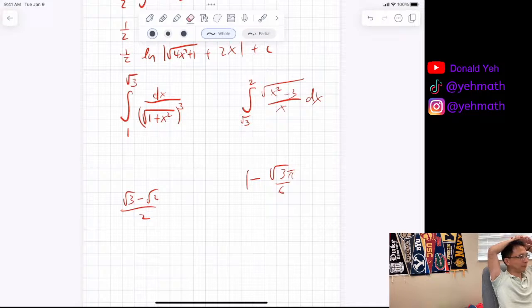And then have to go back and figure out the way. Wait, I got 1 minus root 3. There's no natural log. Let's go. Alright. You got that? Right.